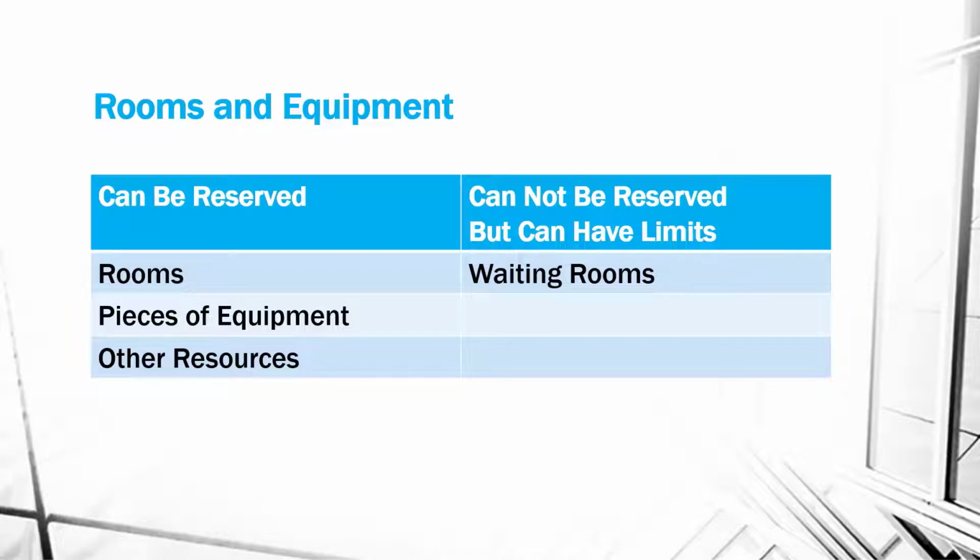So to recap, under Rooms and Equipment, you have things that can be reserved for the appointment, such as the room it's held in, equipment needed, or any other resource, including people. And you have waiting rooms. They can't be reserved, but they do have limits.